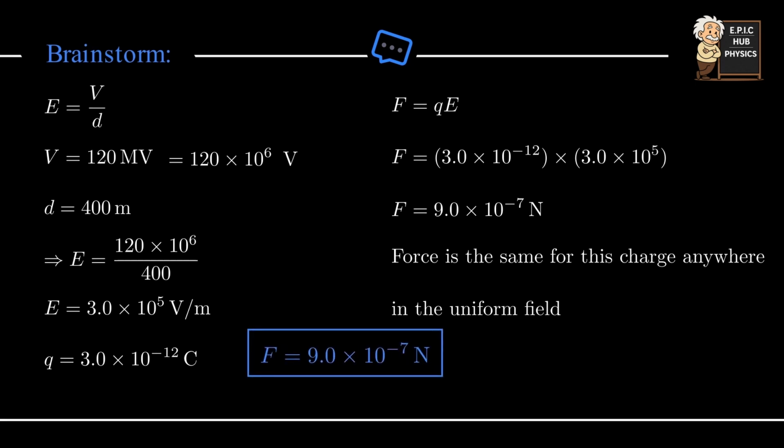What did we do? First, we calculated the electric field strength between the cloud and the ground using the relation E = V/d. Then we substituted the charge of the droplet into the equation F = QE to determine the electric force acting on it. Because the electric field is uniform, the value of the force is the same regardless of the droplet's position between the cloud and the ground.